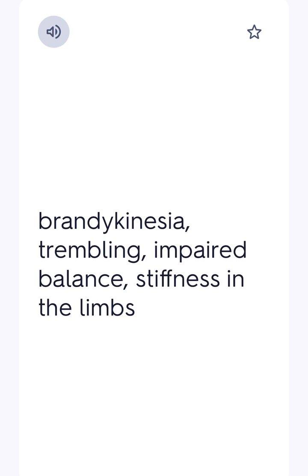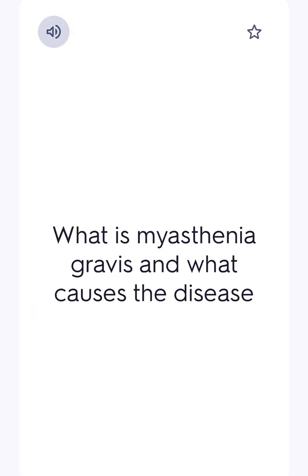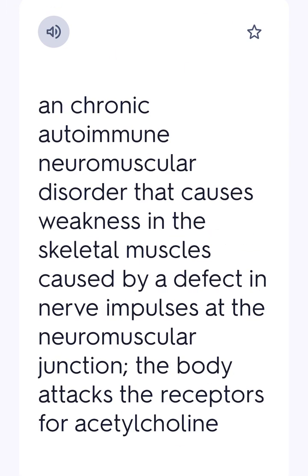Bradykinesia, trembling, impaired balance, stiffness in the limbs. What is myasthenia gravis and what causes the disease? A chronic autoimmune neuromuscular disorder that causes weakness in the skeletal muscles, caused by a defect in nerve impulses at the neuromuscular junction. The body attacks the receptors for acetylcholine.